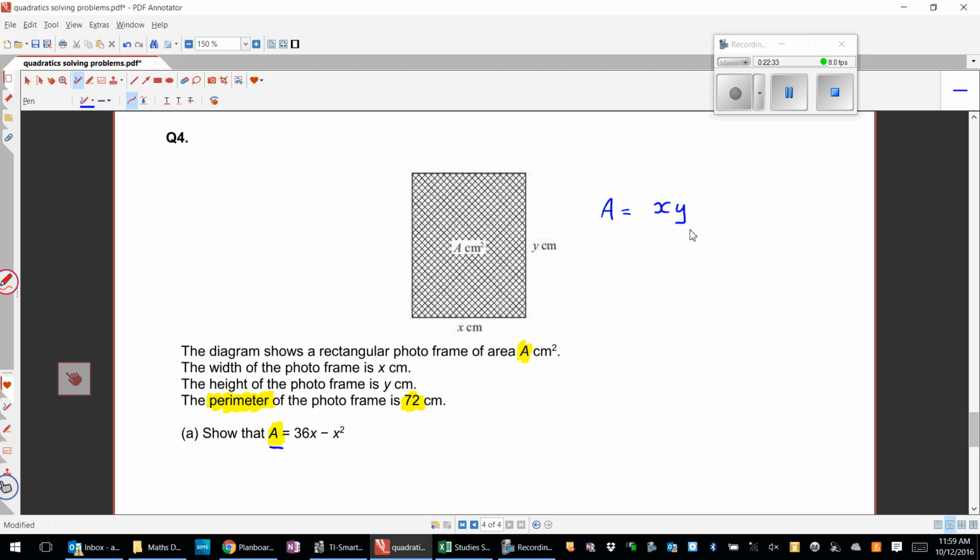That isn't what we want. We don't want any y's. We've got to get rid of y's. But let's write something else. So the next piece of information was perimeter. Can you come up with an expression for perimeter?